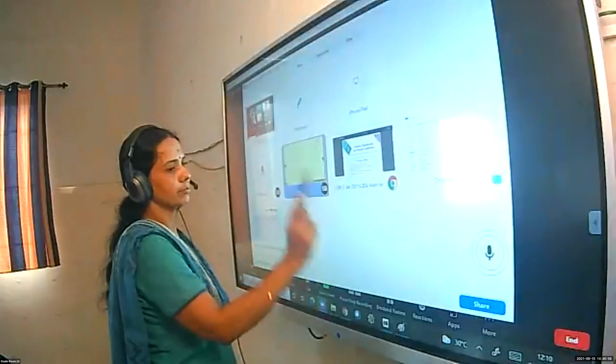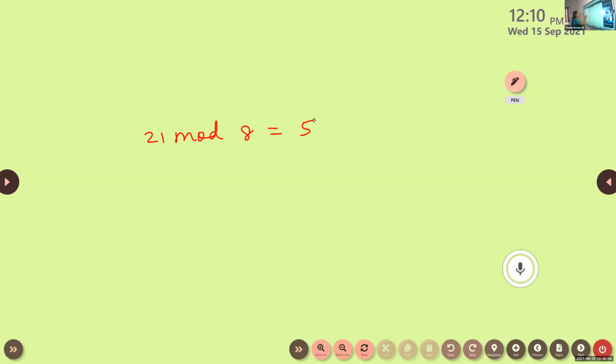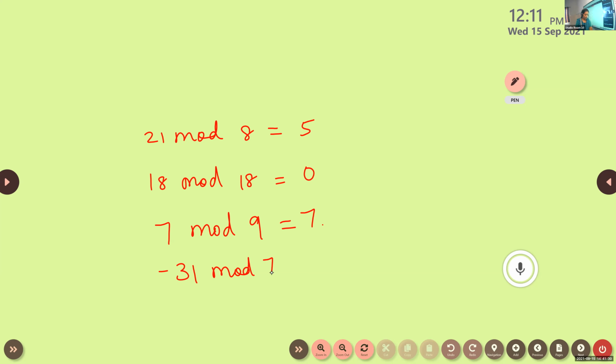Now write the next one. What is 18 mod 18? When you divide 18 by 18, what is the remainder? 0. What is 7 mod 9? Is it possible to divide a smaller number by a bigger number? No. So the remainder will be the number itself, you will get 7. What is 31 mod 7? What is negative 31 mod 7?